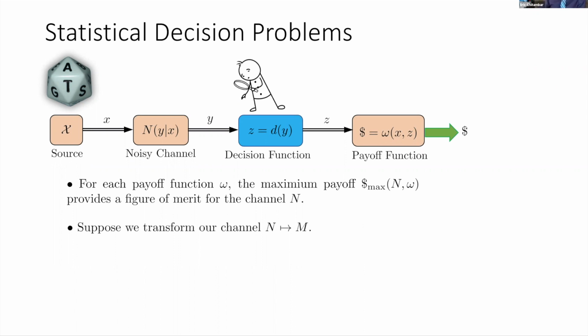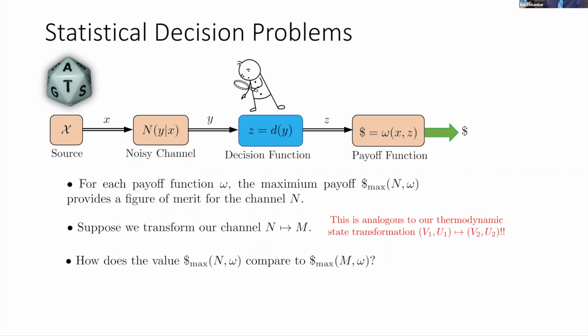So suppose we transform our channel. So this is some noisy channel we have, but we want to convert it into another channel, M. And this is the analog to a thermodynamic transformation, state transformation that we saw in the previous slides. Okay, so I'm going from an N to an M. The question is, how does this function, which I just told you is some quantifier of the channel, how does its value, payoff max, compare as you do this transformation?